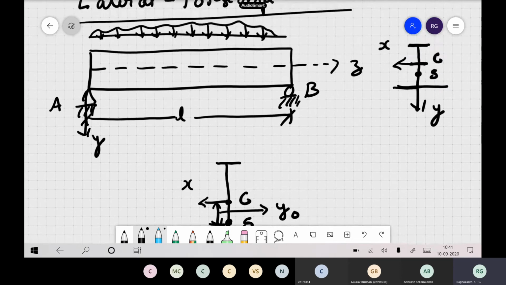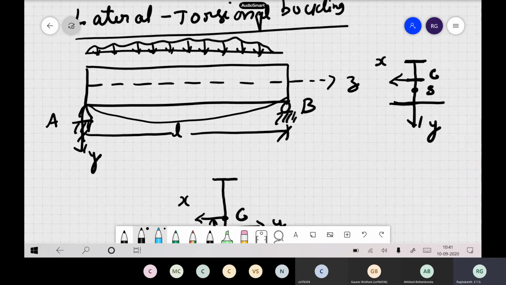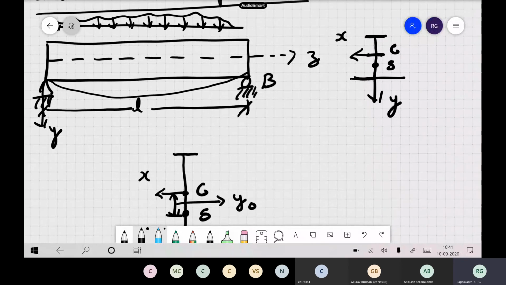Now because of lateral torsion buckling, how is the beam going to buckle? Generally when you apply the loads, all of you know that it bends like this. But in lateral torsion buckling, it bends in the y direction, but also laterally it buckles, in the x direction also. Now why does lateral torsion buckling occur? You are familiar with this one. When there is a load, the top flange will be in compression, and the bottom flange will be in tension.